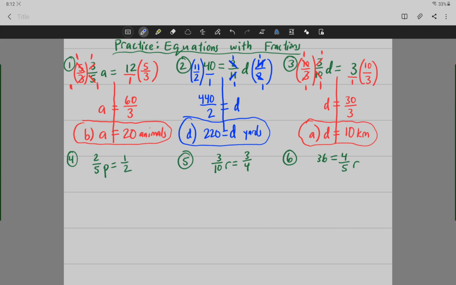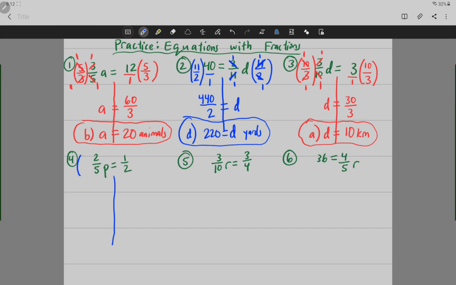Okay, so same first step, equal signs, draw a line. Again, to separate the term on the left side, which is the 2/5 p, from the term on the right side, which is 1/2. Next, let's look for the operation we see. So it says 2 over 5, or 2 divided by 5. So we're looking at division.